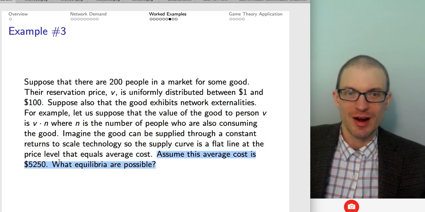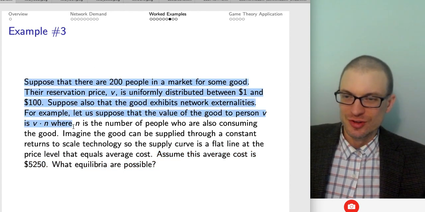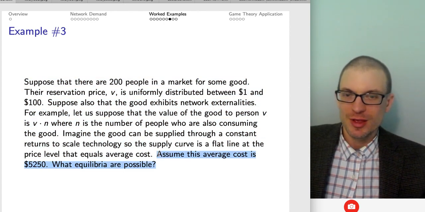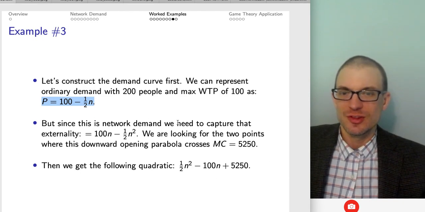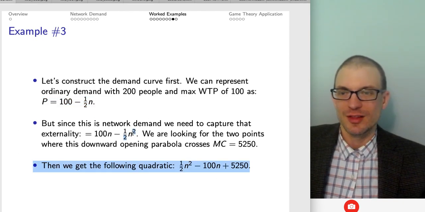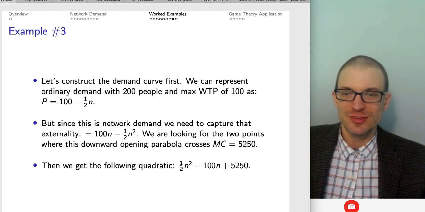Oh, I gave us higher average costs. What's this going to do? You can check. This is otherwise the same problem, same setup. Assume my horizontal average cost is going to be $52.50. What equilibria are possible? Well, we need our demand curve. We've got this again. This is the demand curve. We capture the network externality, so the same as before. Basically, the only difference between this example and the previous one is we've raised our average cost.